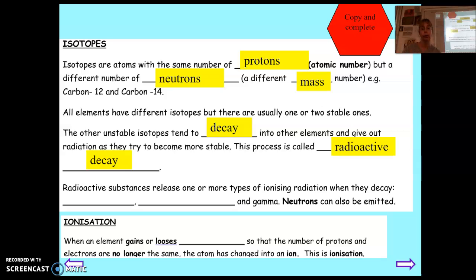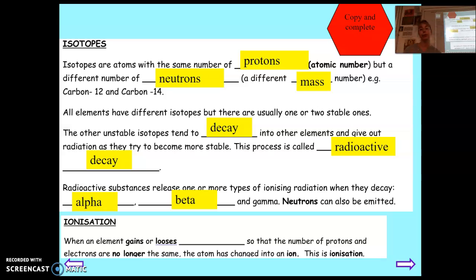So hopefully now it's all fitting together. And radioactive substances release one or more types of ionizing radiation when they decay. Can you remember what those three types are? Alpha, beta, they were both particles, and then gamma was a wave. And then, of course, some neutrons can also be emitted.